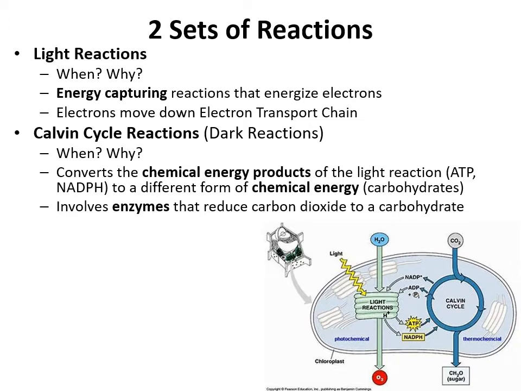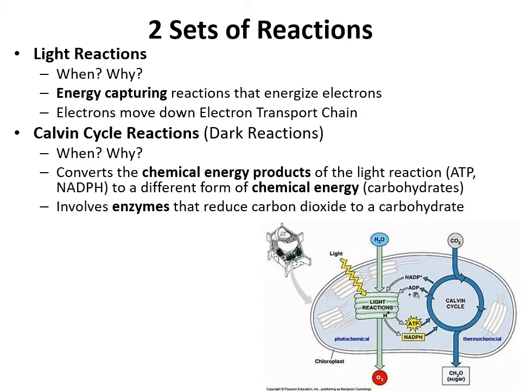It's the energy capturing reactions that give the high energy to electrons and push them forward down the electron transport chain, which you've seen in cellular respiration as well. You've seen that as these high energy electrons move down the electron transport chain to low energy, at each of the steps, you saw ATP coming out as usable energy.